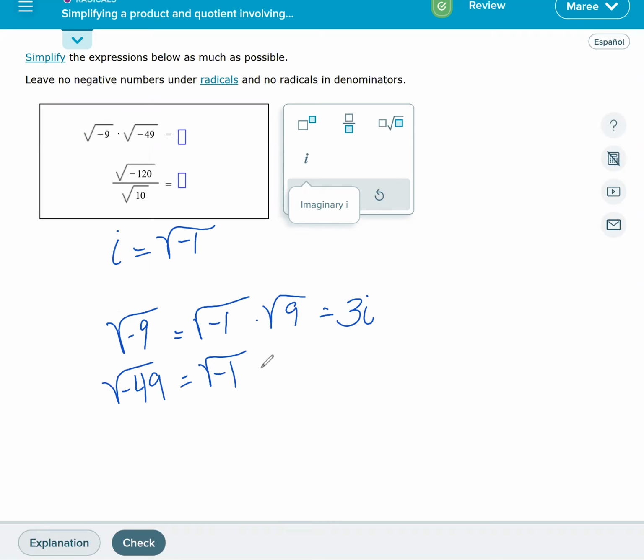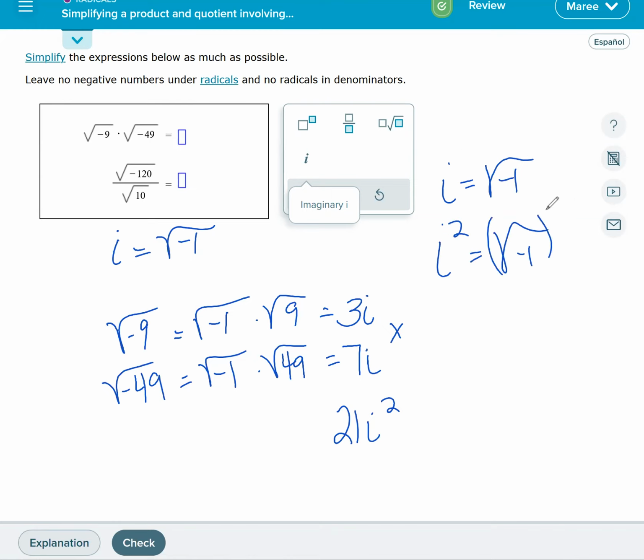So we have the square root of -1 times the square root of 49, which is 7i. And we are multiplying them together. So we get 21i squared. And since i is equal to the square root of -1, when we square it, we get -1. So we basically have 21 times -1, which is -21. So for our first answer, we're going to put -21.